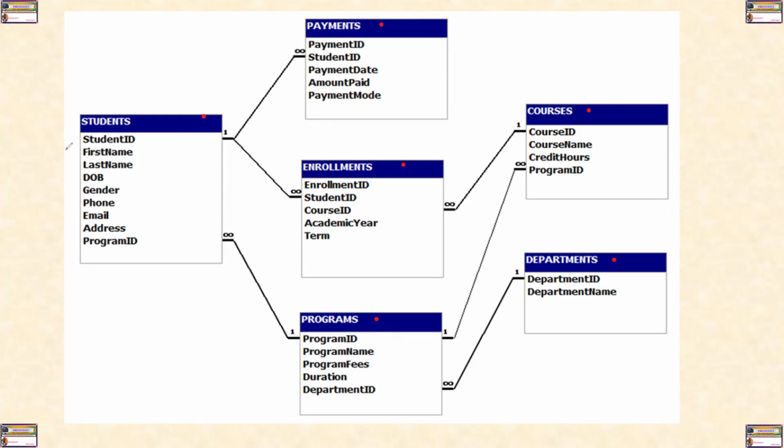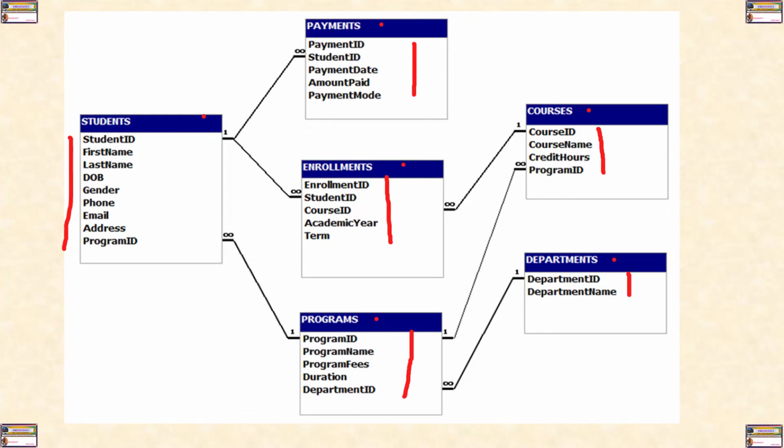In the students table, these are the fields. For the payments table, these are the fields. For enrollments table, those are the fields there. The programs table, those are the fields. Courses, those are the fields. And departments, those are the fields.